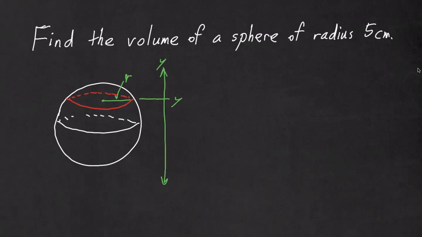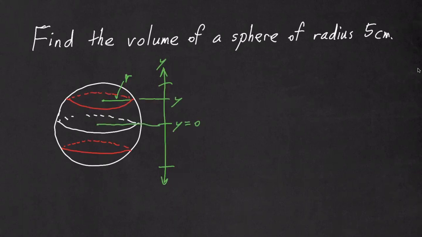But the question is, where should we put y equals 0? Should we put it at the bottom of the sphere, at the top of the sphere, or in the middle of the sphere? Because of the symmetry of the sphere, and because there's an equivalent slice down here in the bottom half, I think it's going to be easiest if we make y equals 0 right in the center of the sphere.